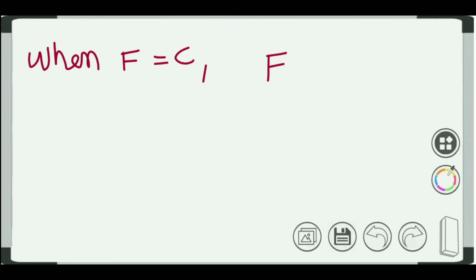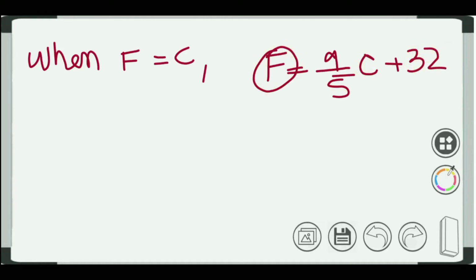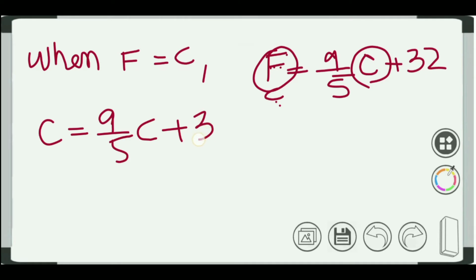Okay, what was the linear equation? F is equal to 9 by 5 C plus 32. This was the equation. So if F is equal to C, that means instead of F you can write what? C. So instead of F you can write C. C is equal to 9 by 5 C plus 32. Okay. So we'll solve this one.